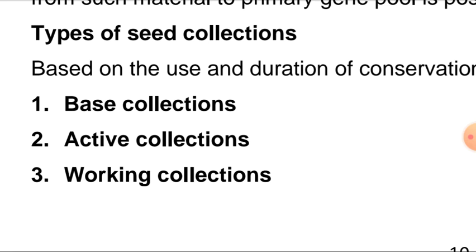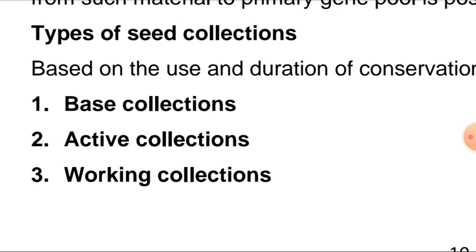That is the storage will be important, that is called as a base collection. In case of active collection, here collection and storage of germplasms below 15 degrees centigrade with a seed moisture which is at 5%. So it is of medium duration, that is for the storage of 10 to 15 years we can collect the germplasm and store for only 10 to 15 years, and it is utilized in breeding program.